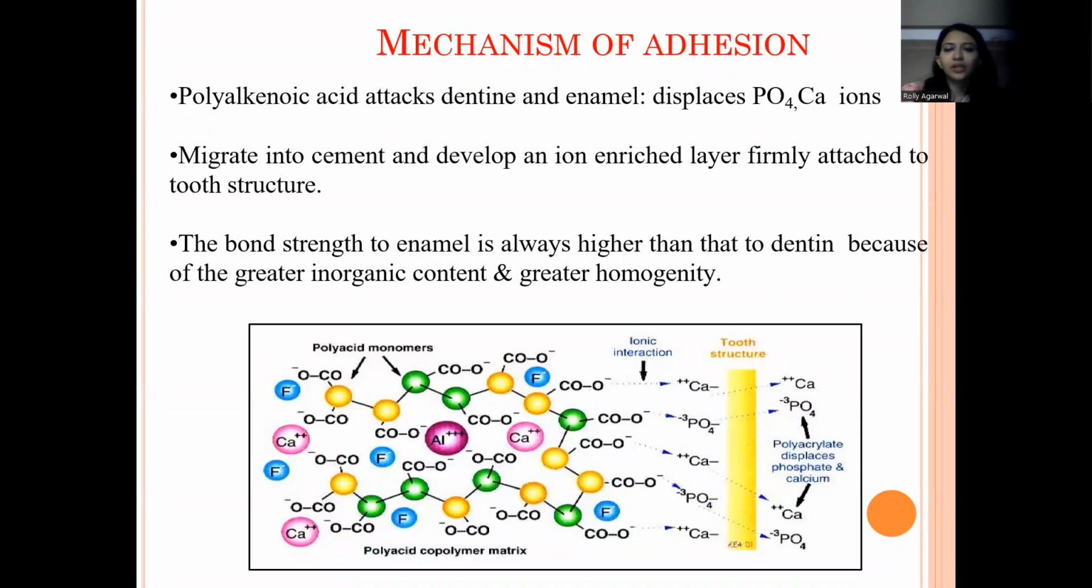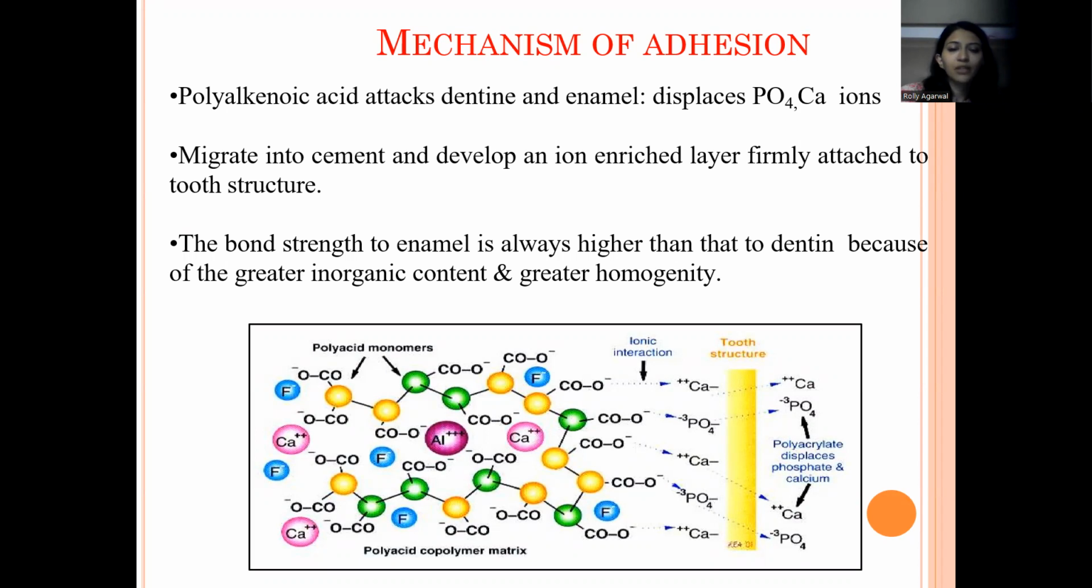Okay, so today we're doing the second part of the glass ionomer cement lecture, and we are going to learn about the mechanism of adhesion. As we have already done, it's the only cement that is providing chemical adhesion to the tooth structure along with polycarboxylate cement. The polyalkenoate cement's COO group, the acid and the H plus ions are released, which attack the enamel and dentine and displace the calcium and phosphate ions. They migrate into the cement and develop an ion-enriched layer firmly attached to the tooth structure.